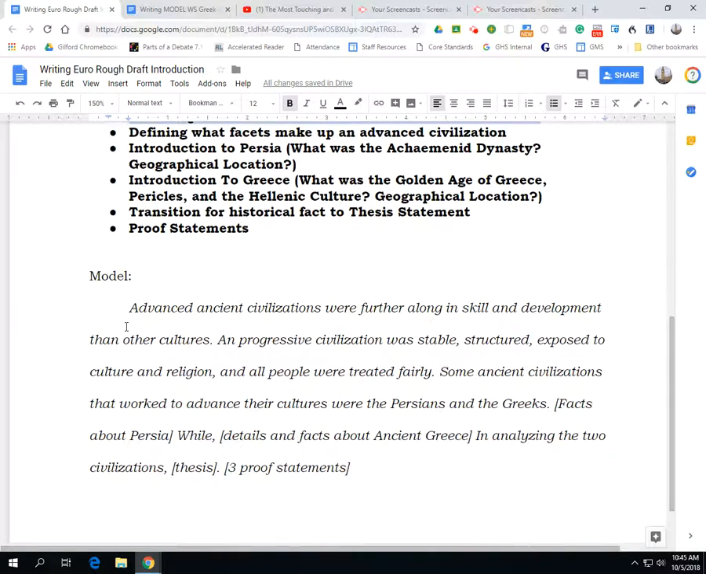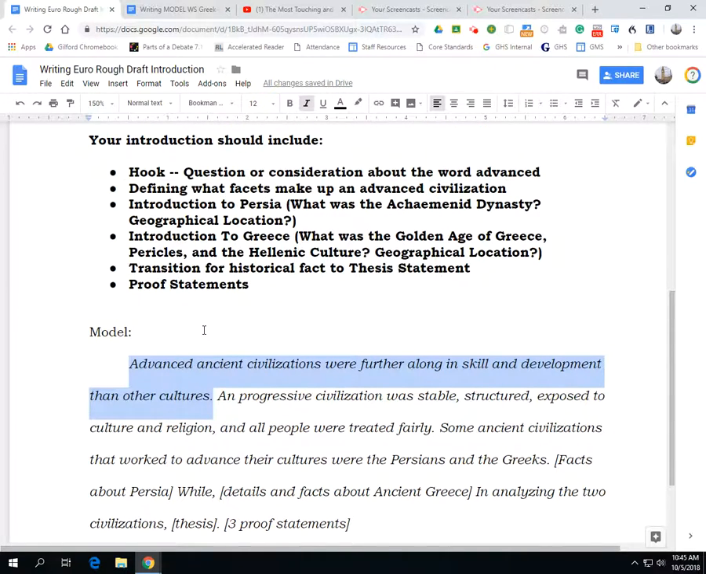So, as a model, one of the things that I said was, advanced ancient civilizations were further along in skill and development than other cultures. I'm kind of articulating to my reader that I'm going to be talking to them about the idea that advanced civilizations are more developed or more progressive than others. And the core of my thesis is actually taking two major civilizations in history, Persia and Greece, and showing that one is more advanced than the other. Feel free to use this model for your essay.